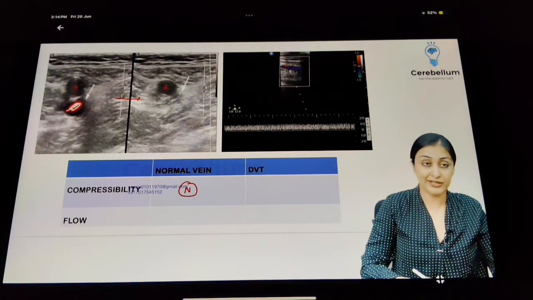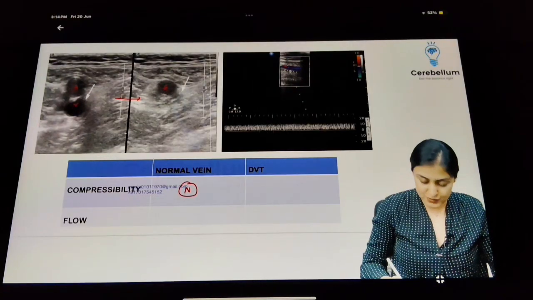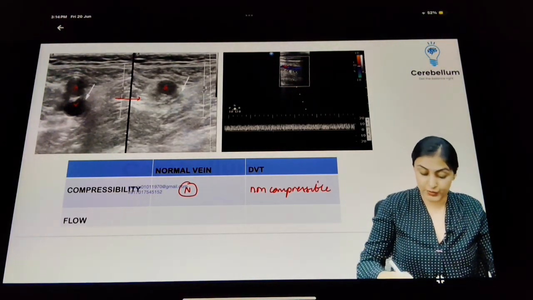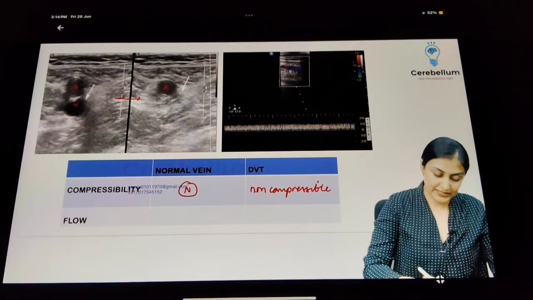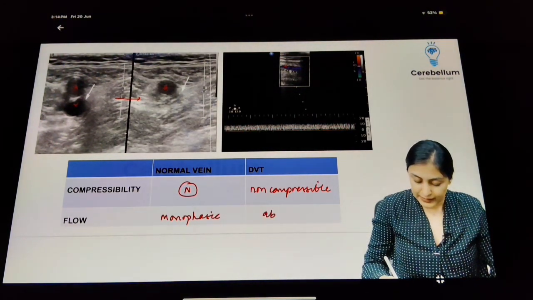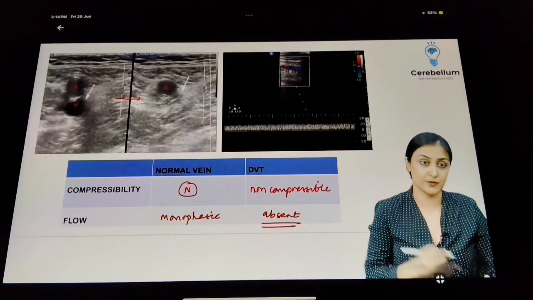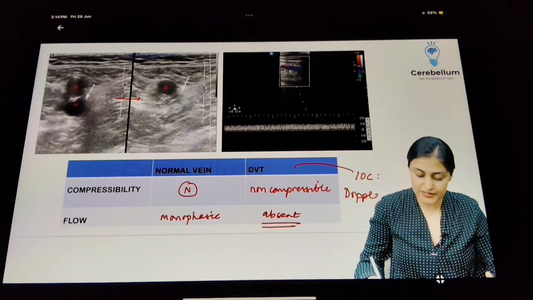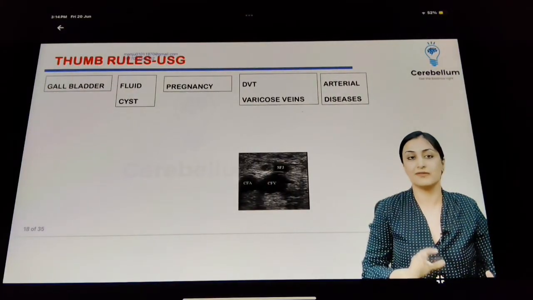But now imagine this vein having a thrombus. Will it compress? Now it will not compress. So in deep vein thrombosis, what you have is a non-compressible vein. Let's talk about the flow. This is the normal flow that you see here. Fine. So this is my normal monophasic flow. But if the vein has thrombus, will there be flow? Now there will be no flow. So in a DVT, there is absent flow. So that is how we diagnose DVT. And for this reason, for deep vein thrombosis, investigation of choice is Doppler ultrasound. Clear? So this is normal vein versus DVT.